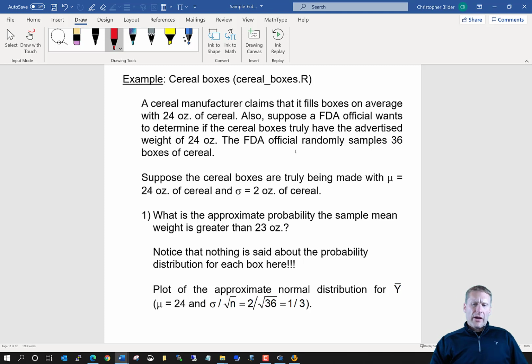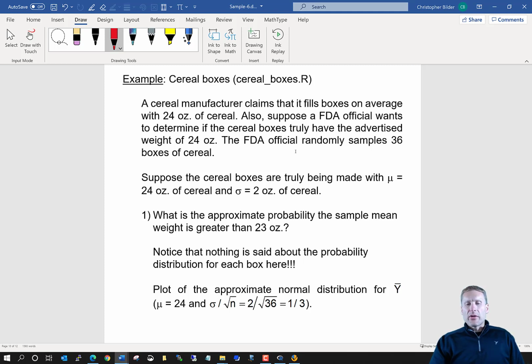Suppose a cereal manufacturer claims that it fills boxes on average with 24 ounces of cereal. Also, suppose an FDA official wants to determine if the cereal boxes truly have the advertised weight of 24 ounces. What the FDA official does is randomly sample 36 boxes of cereal and check how much they are filled with. Now, this is kind of a quality control example here, you could say. The central limit theorem can be used to help out.